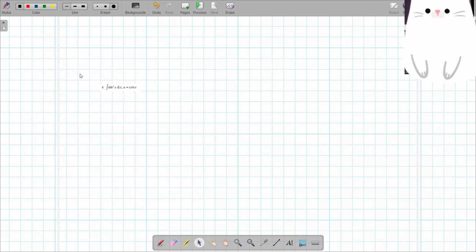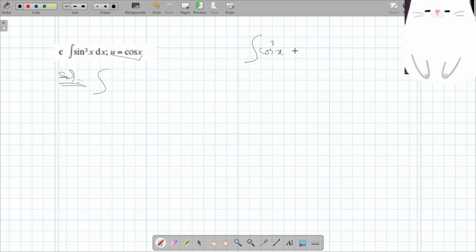Okay. So, any idea? So we know what we're using as a substitution. Yeah, the classic method of finding du by dx, which would give you negative sine x, I'm pretty sure. And then you end up with sine squared x at the end, don't you?